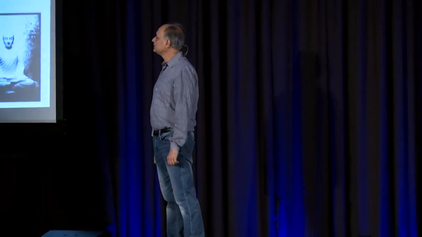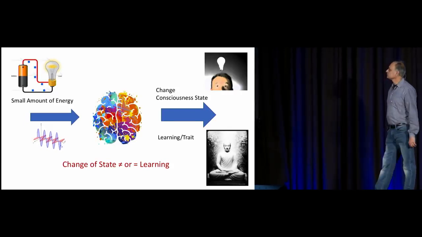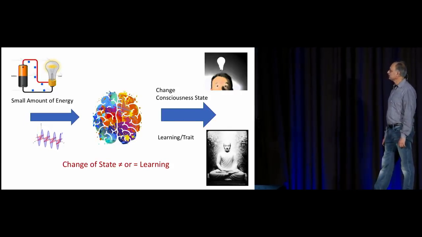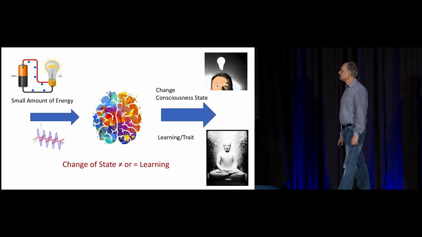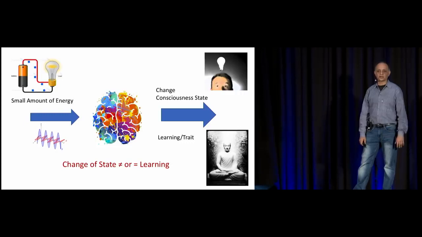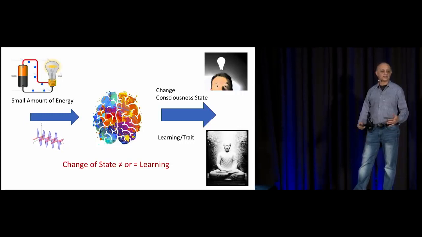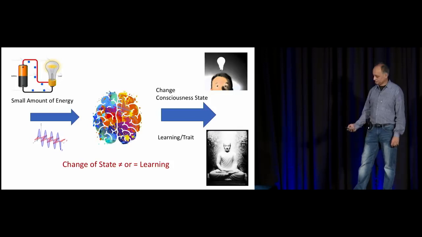So what we're looking at is placing small amounts of energy into the brain to achieve the states of consciousness that we desire. But also what we want is some learning to happen so that these states become a trait. So you can have a change of state of consciousness but not have enough learning so that this state is not accessible to you without the intervention.